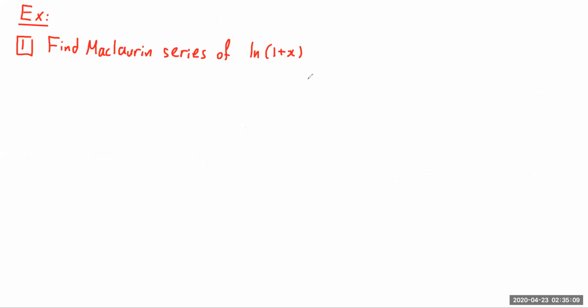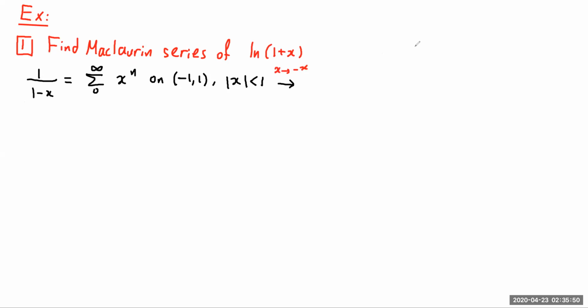Let's take some exercises. Find the Maclaurin series of the function ln(1 plus x). Let's remember the formula: 1 over 1 minus x is sigma x power n from n equals 0 to infinity. This is on the interval (-1, 1), or you can write the absolute value of x less than 1. Now let's change each x here by minus x.